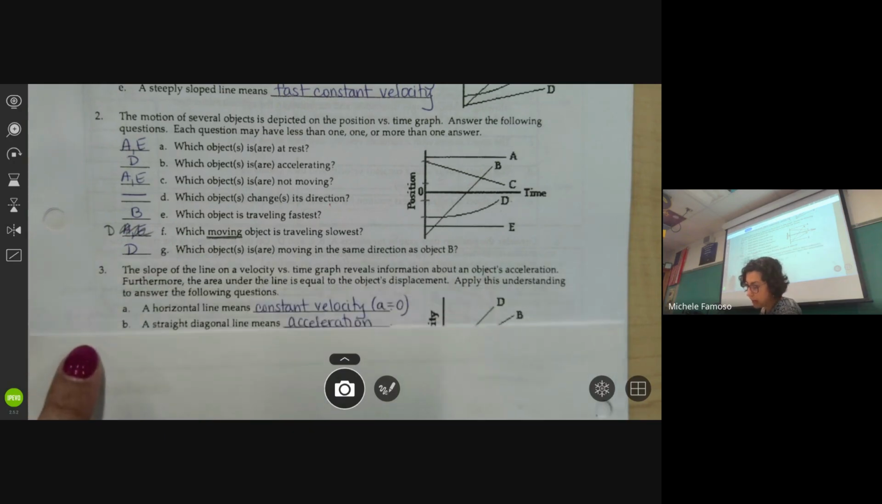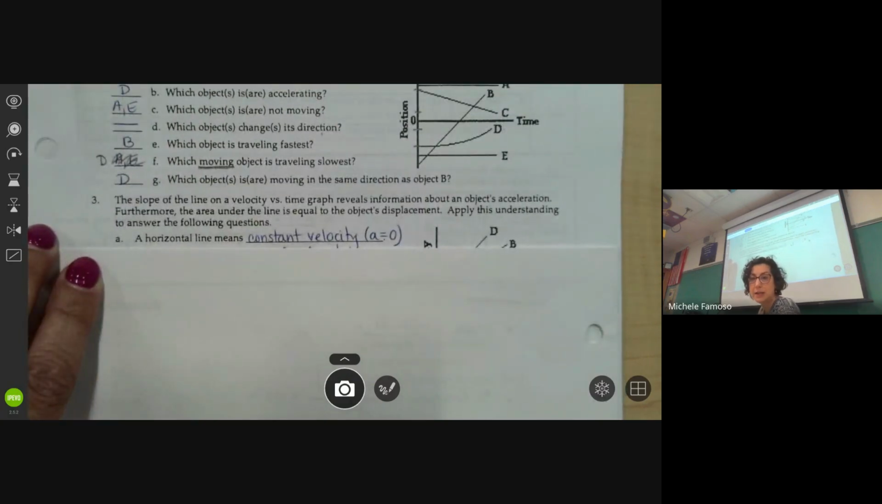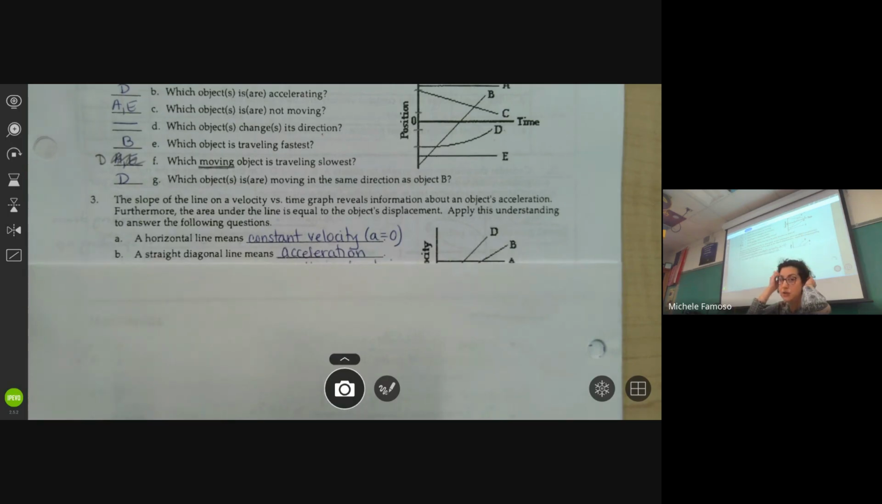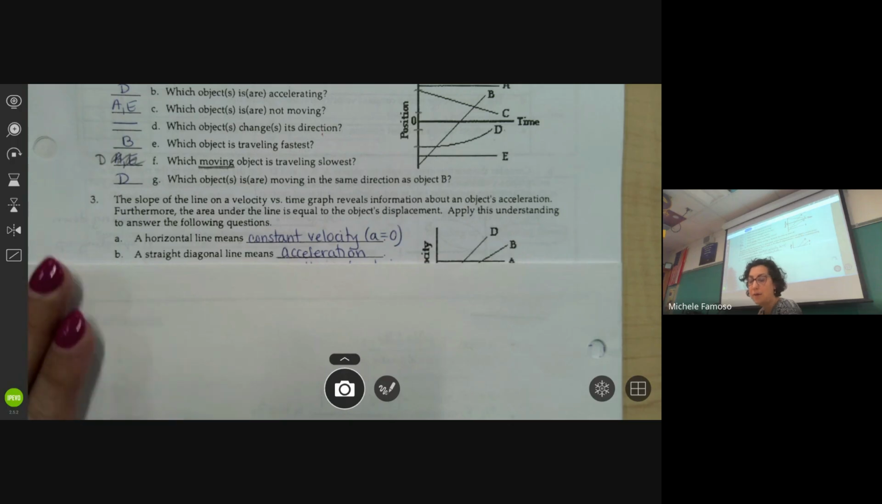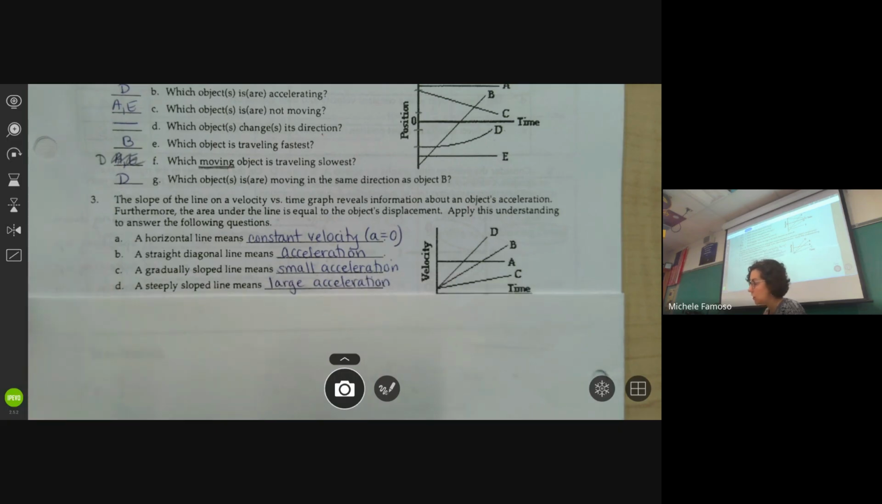Okay, number 3, letter A, a horizontal line means that you have a constant velocity. There's no acceleration. These are velocity time graphs now. A straight diagonal line means that you have an acceleration. Letter C, if you have a gradual slope velocity time graph, that means you have a small acceleration. Versus if it's steeply sloped, that would mean you have a large acceleration.